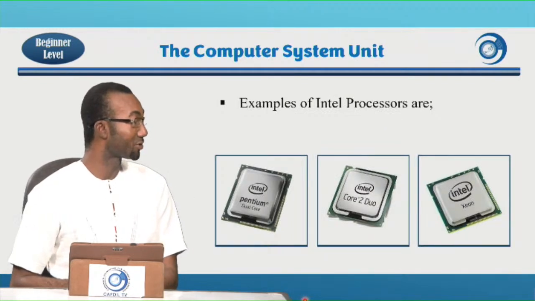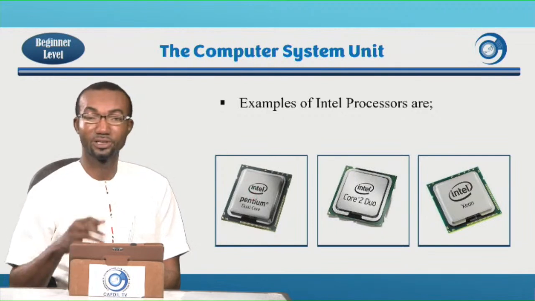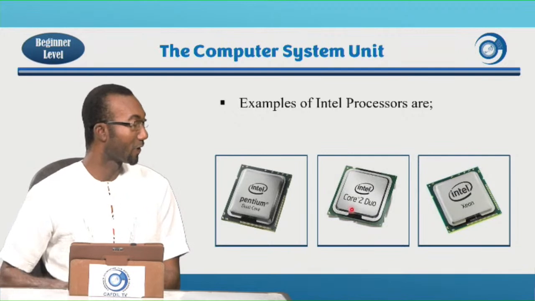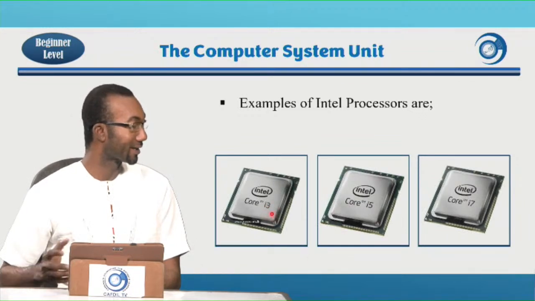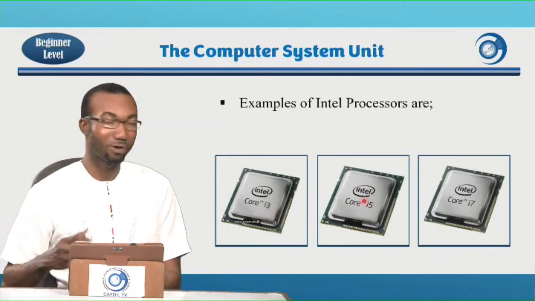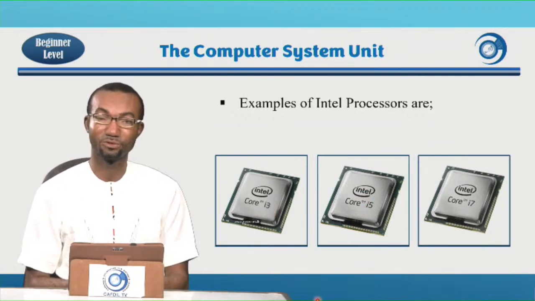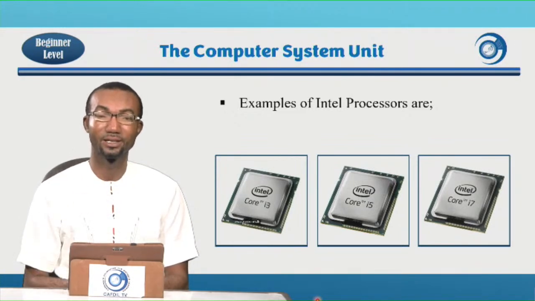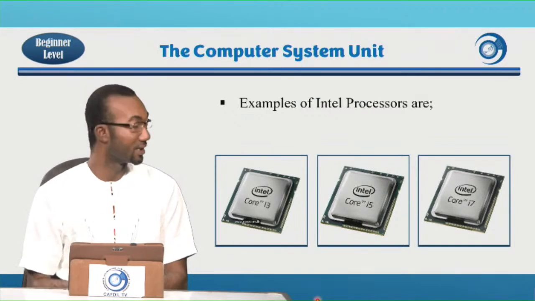Let's look at some examples of Intel processors. We have the Pentium, and we dealt with Pentium 1, 2, 3, 4 some time ago. We have the Core 2, we have the Intel Xeon, we have Core i3, Core i5, Core i7, you even have Core i9. These are all examples of Intel processors, and as the cores increase, you see that the speed at which these processors work also increases.